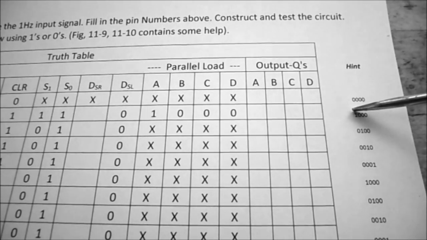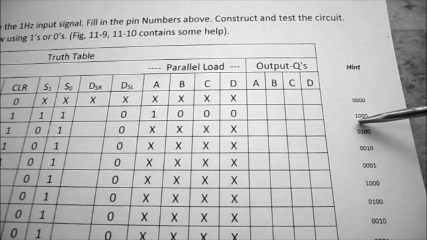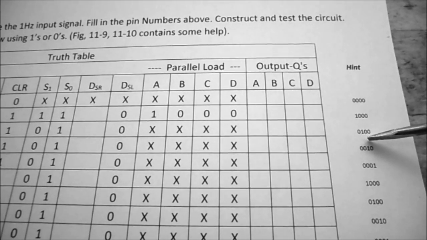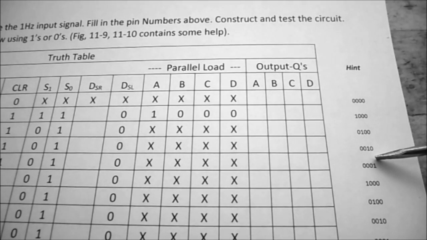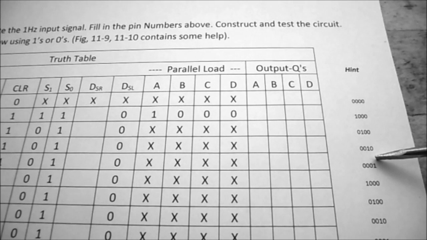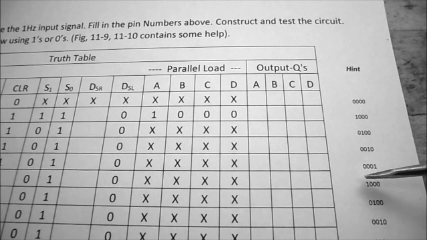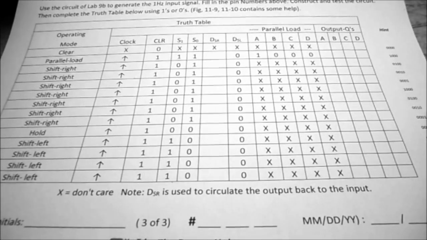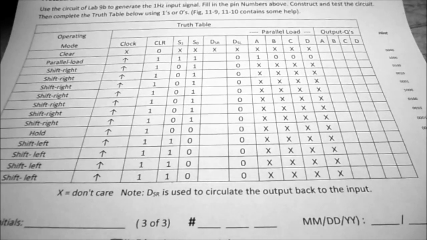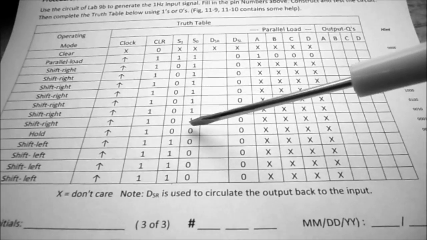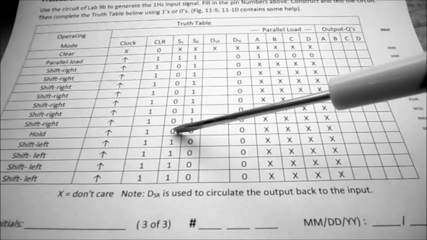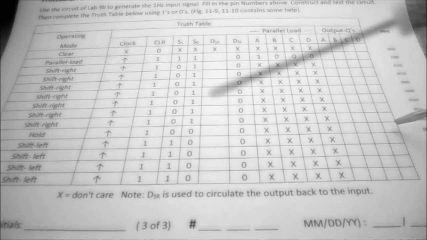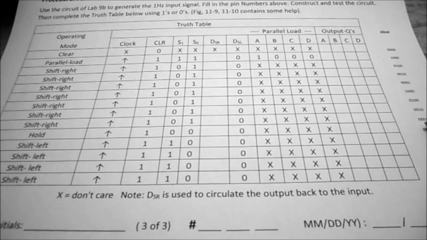So we started with 1 in the leftmost column. It should move over one position, and then it should move over another position, and then another position. And because we've got that QD hooked up to SR, it should now recirculate back into the first position and then shift across with each clock pulse. So once we've shifted our 1 bit to the rightmost position the second time, we're then going to put S0 and S1 at 0 and 0. This is the hold mode. So for the next several clock pulses, it should just stay at 0, 0, 0, 1.